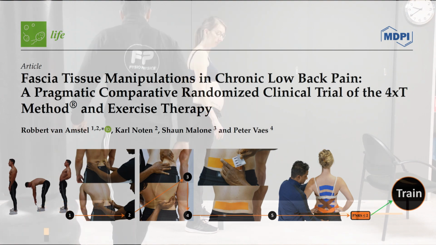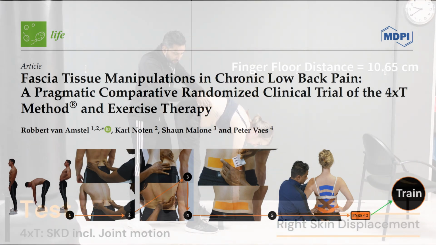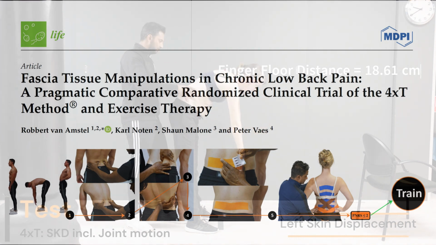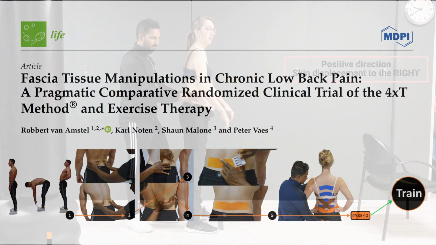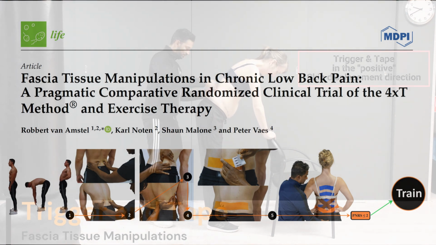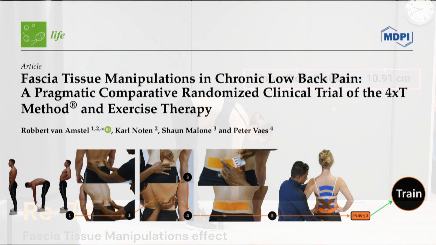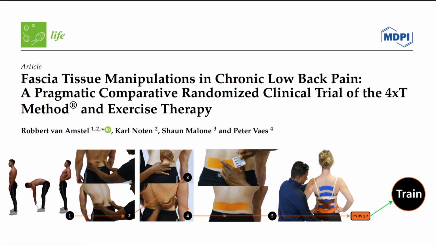The substantial reductions in pain, increase in trunk mobility, and the notable improvement in overall quality of life, when contrasted with exercise-only therapy, emphasize its potential clinical significance. Specifically, analyzing the application location and direction of fascia tissue manipulations and the direction-specific training guided by the dynamic arthro-myofascial translation test within the 4XT back protocol demonstrated lasting effectiveness, evident even after the 6-week therapy-off period.